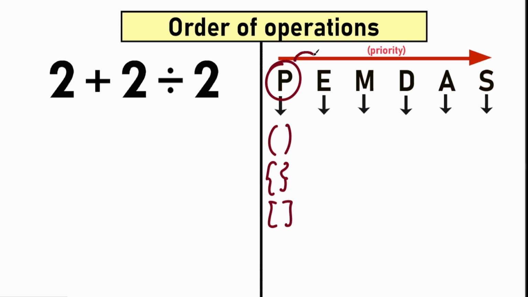After parentheses, we go to the next step. The next step is E, which stands for exponents. We are talking about powers, for example 2 to the power 10, or 3 to the power 5. So after parentheses, we need to evaluate the expression with exponents. And after exponents, we need to simplify the expression with multiplication and division signs.